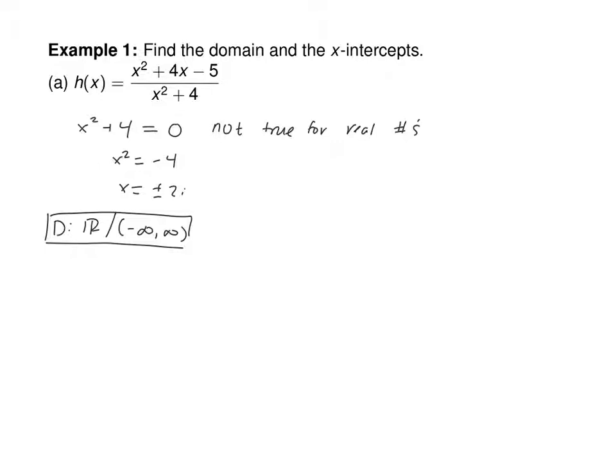How about x-intercepts? How do you find x-intercepts? You set y to 0. Because you need to have that idea that whenever I find an x-intercept, I set y to 0. That's what you do. So 0 equals x squared plus 4x minus 5 over x squared plus 4. I apologize that there's not a whole ton of space there.